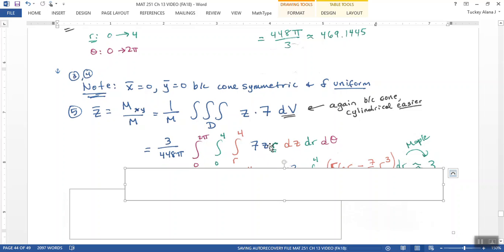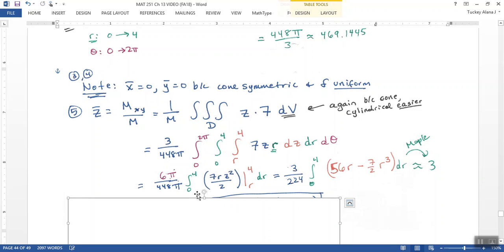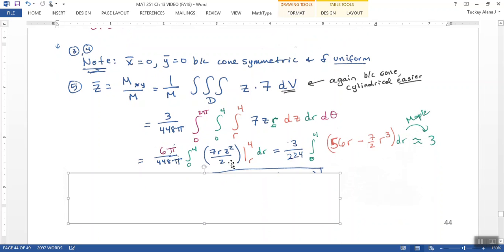When I integrate with respect to z, that would give me 7rz squared over 2, right, because I add 1 to the power for z and divide by 2. And then what's going on out here is I had a 3 and there's no theta in this, so I just pulled 2 pi out. And 3 times 2 pi is 6 pi. Now you'll notice the pi's cancel, and 6 and 448 are both divisible by 2. So I reduced that fraction to 3 over 224 over here on the right.